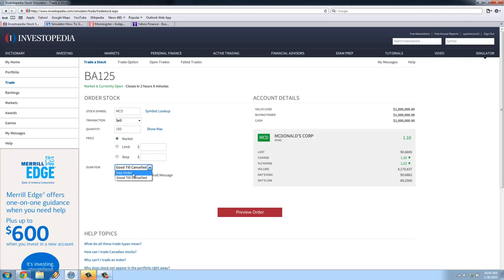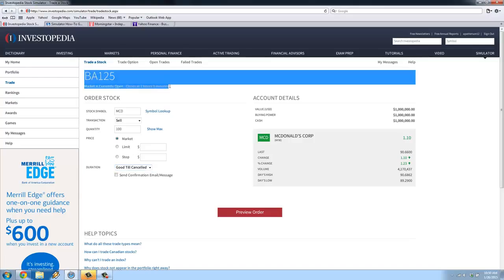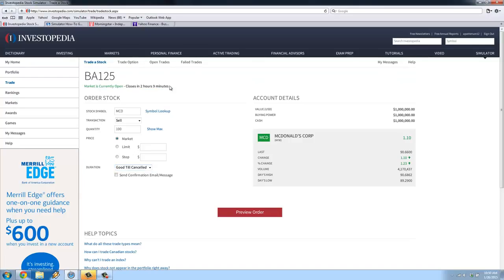And then you're going to choose whether you want good till canceled or only want it to happen today, within the 2 hours and 9 minutes left by the end of the day for the stock market being open. Now, another strategy, instead of buying a stock: when you buy a stock, you're betting on the fact that the stock is going to go up or you're going to collect some dividend from it. In a sell short, you're short selling, meaning you're betting on the fact that the stock will go down.